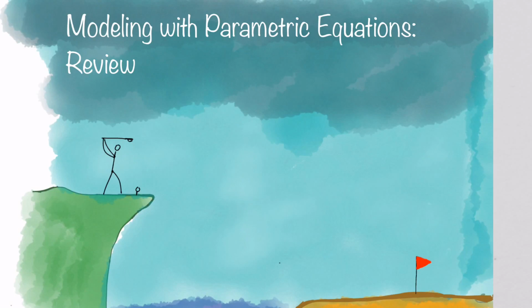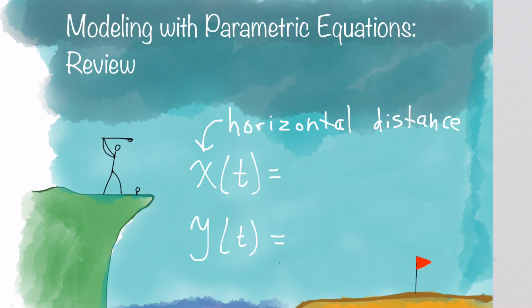Let's begin. The first thing we want to remember is the general structure of a parametric equation. That is, an x of t equation and a y of t equation. The x of t equation will represent the horizontal distance away from the starting point of the golf ball after t seconds. The y of t equation will represent the vertical distance above the hole of the golf ball. Again, with respect to the parameter t, which is going to be seconds.